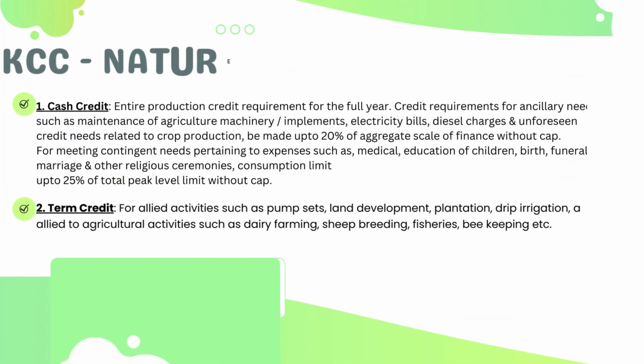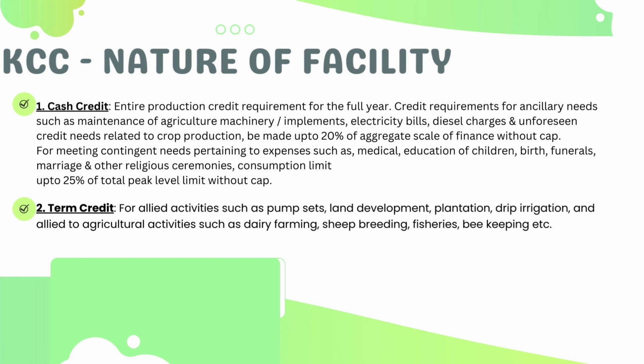KCC nature of facility: 1. Cash credit, for the entire production credit requirement for the full year. Credit requirements for ancillary needs such as maintenance of agriculture machinery, implements, electricity bills, diesel charges and unforeseen credit needs related to crop production, can be made up to 20% of aggregate scale of finance without cap. For meeting contingent needs pertaining to expenses such as medical, education of children, birth, funerals, marriage and other religious ceremonies, consumption limit is up to 25% of total peak level limit without cap.